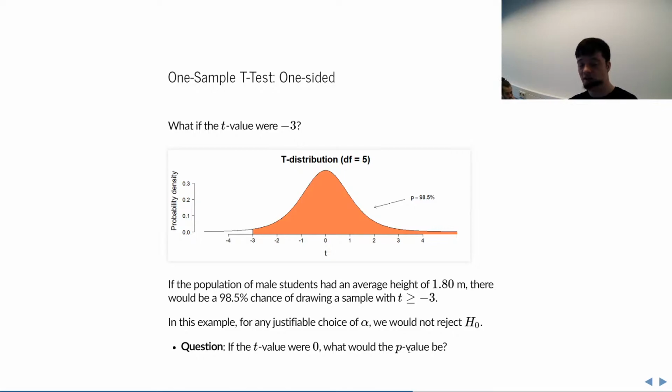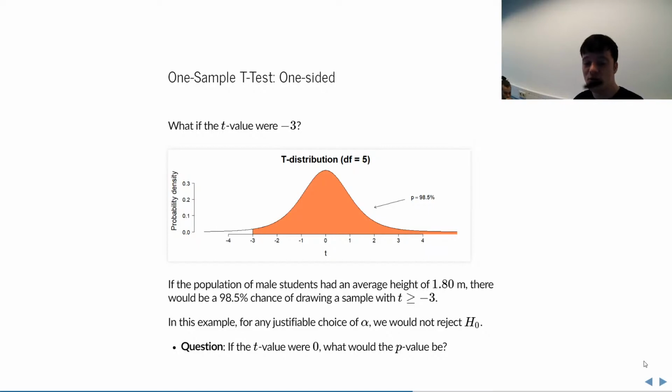If I ask, are men taller than 1.8 meters, and I see that the t-value is -3, then there is a 98.5% chance that you would calculate a t-value that is -3 or -2 or -1 or 0 or any value larger, right? So it encapsulates most of the distribution. So in this case, you would, of course, not reject the null hypothesis because it is a very normal result under the null hypothesis.